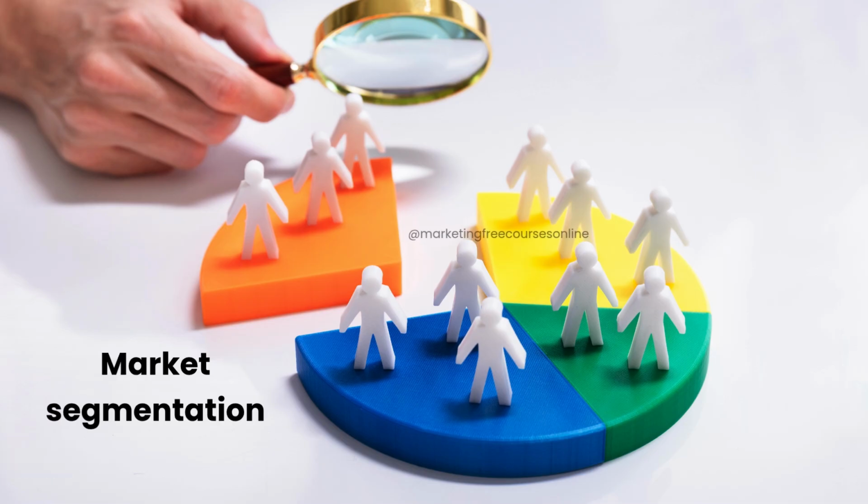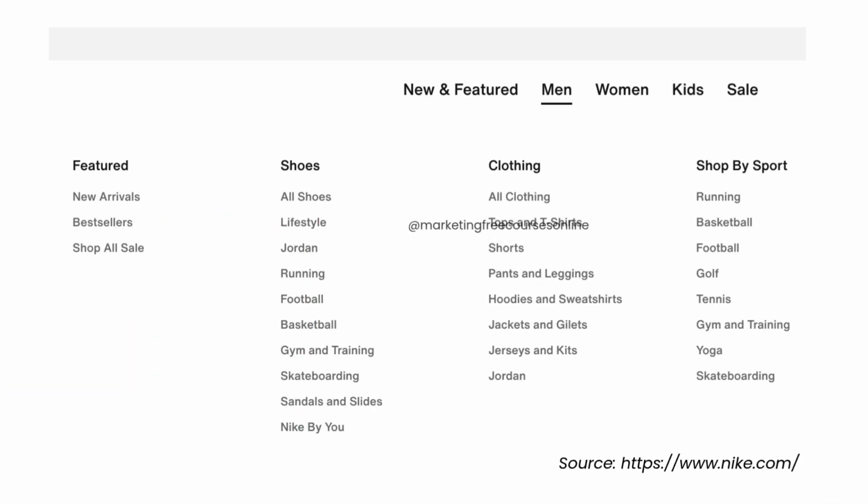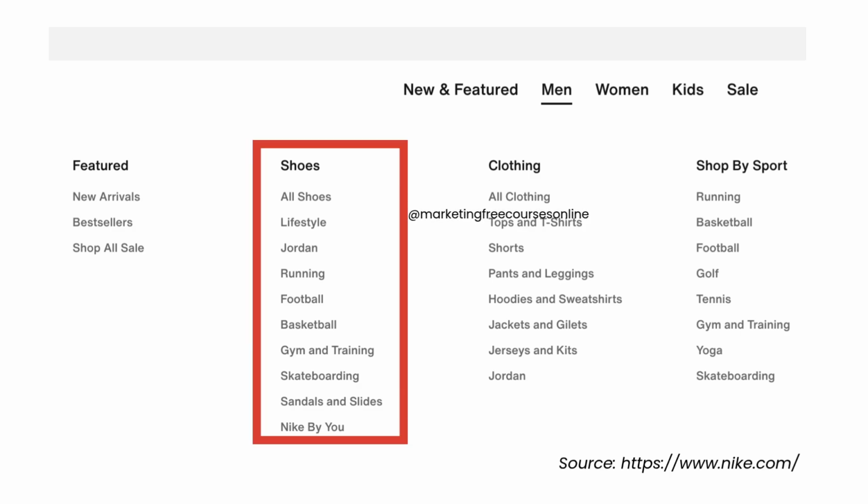1. Market segmentation, dividing the market into groups with similar needs or traits. Imagine sorting your friends by hobbies. Some love gaming, others love cooking. Companies do this with customers. For example, Nike segments the market into runners, basketball players, and casual wearers. Each group has different needs.